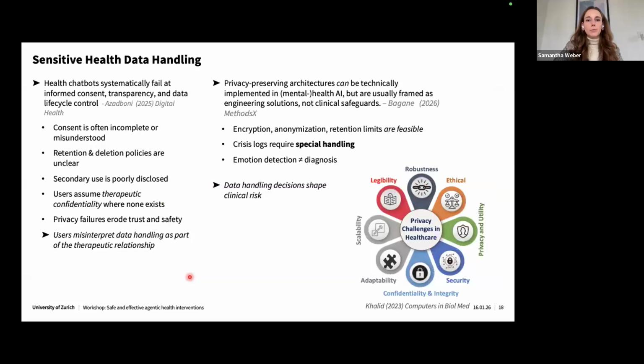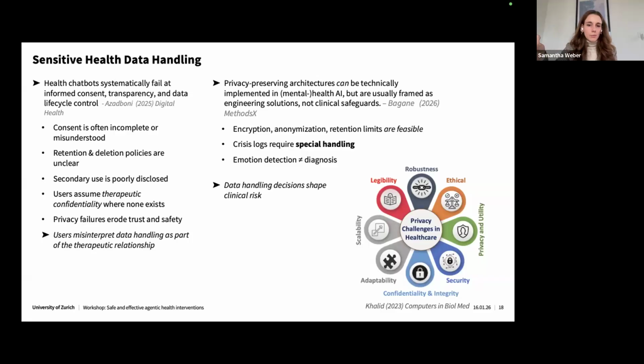Here I just want to very briefly touch on sensitive data handling, because in agentic mental health systems, this is often treated as a compliance or infrastructure problem, but in practice, it's also a clinical safety issue. Recent work showed that while privacy-preserving architectures are technically feasible, users often misunderstand what actually happens to the data, especially in conversational or AI systems.